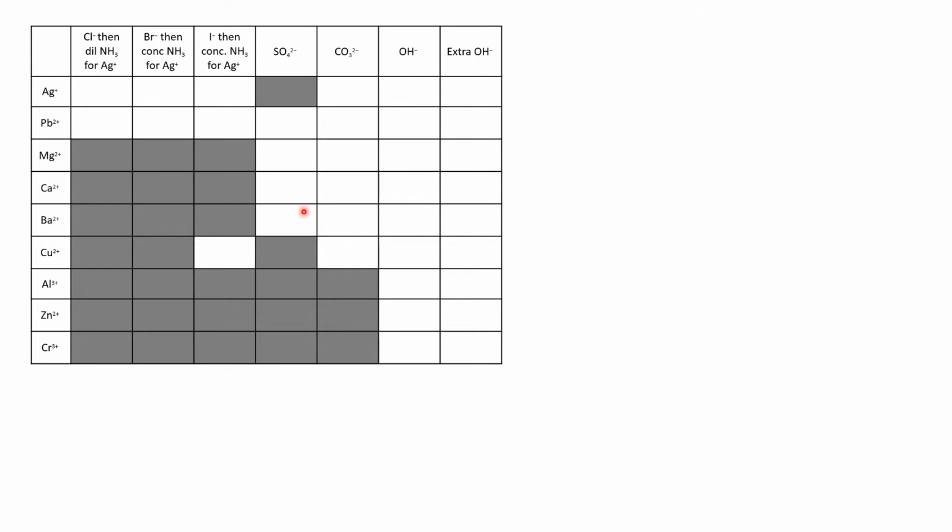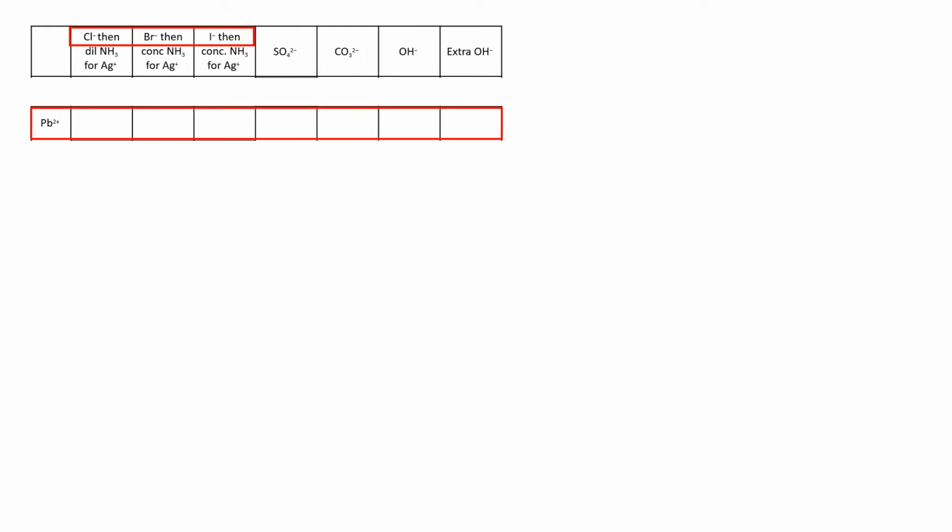So in the last movie, I talked about the silver ions added to the various halides and then what happened when you added various forms of ammonia to those precipitates. Now we're going to focus in on lead. We're going to do a lot more with lead for two reasons. The first is that many schools don't mess around with lead because it's really tough to dispose of. The second thing is that it's actually a bit more interesting.